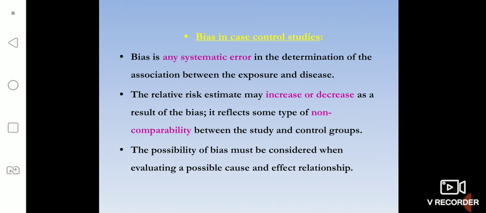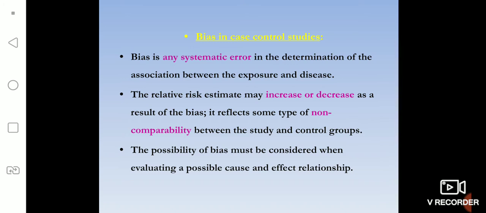Now let us see what is a bias. It is a systematic error in the determination of association between exposure and the disease. The relative risk estimate may increase or decrease as a result of the bias. It reflects some type of non-comparability between the study and control groups. The possibility of bias must be considered when evaluating a possible cause and effect relationship.